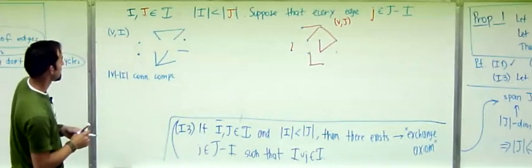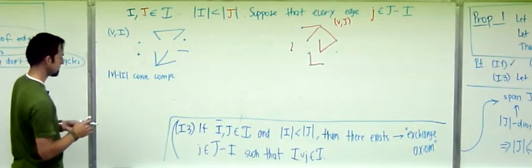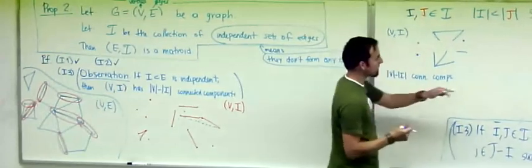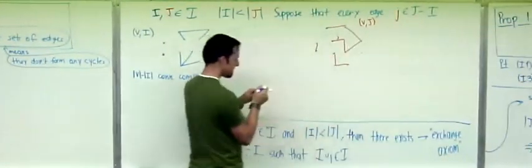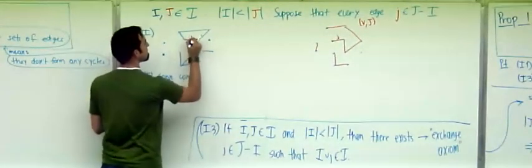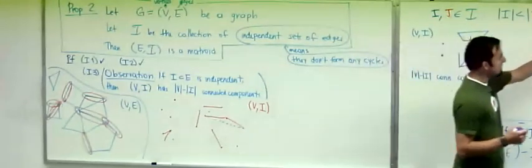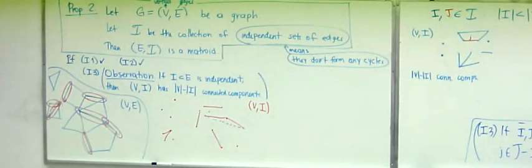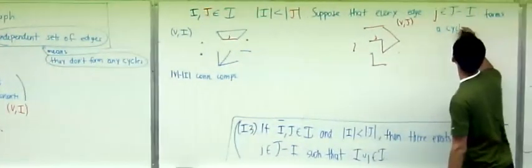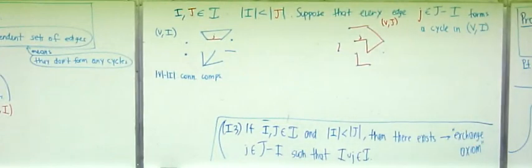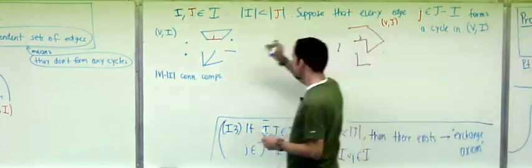Right? For example, let me change my picture a little bit so that something can go wrong. It seems like nothing can go wrong in this. For example, if I were to try to add this J over here, then I would form a cycle. That's the only thing that could go wrong. I'm going to assume that everything goes wrong. So every time I try to do this, it goes wrong. That means that every edge J in J minus I forms a cycle in my graph V, comma I. Every time I try to add a red edge here, I form a cycle.